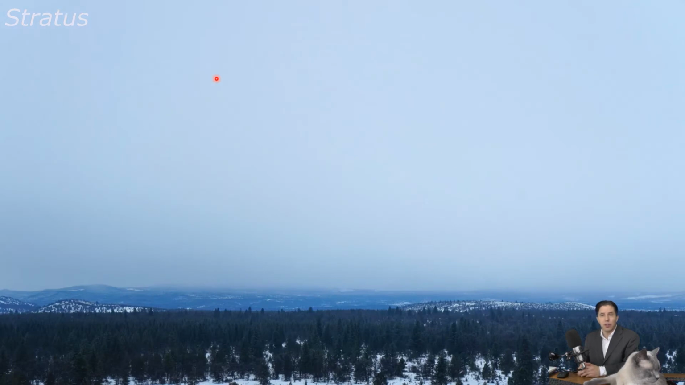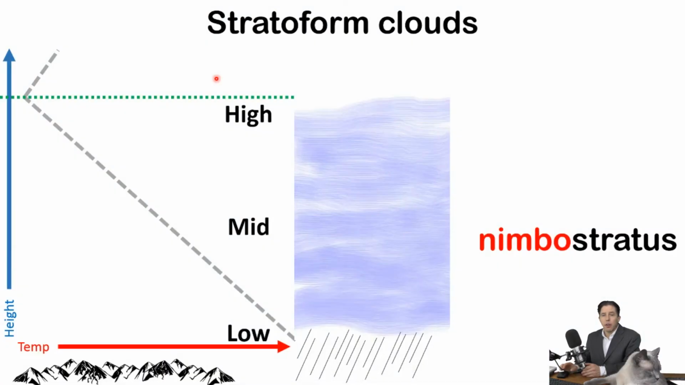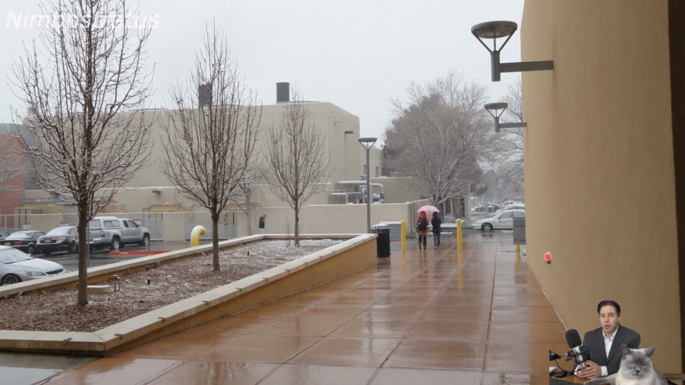Okay, stratus clouds. Now, if that thick stratus cloud is raining, we're going to add the prefix nimbo to it, and that's a thick stratus cloud that's raining: nimbostratus. We don't get a lot of nimbostratus in New Mexico. Typically, when you have a nimbostratus, it's raining all day long, okay? That doesn't happen so much in our part of the world.